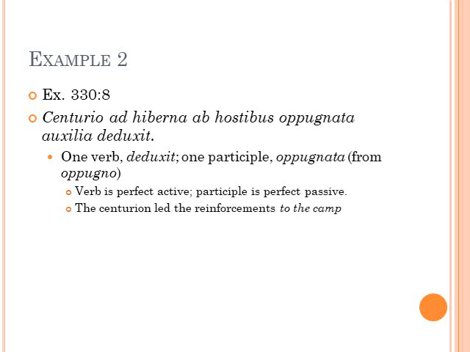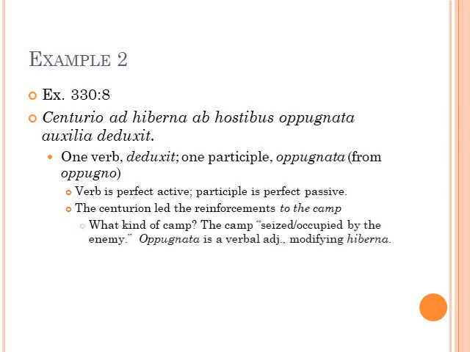The centurion led the reinforcements, auxilia, to the camp, ad hiberna. What kind of camp was it? The camp which had been occupied by the enemy. The camp occupied, perfect passive, occupied by the enemy, seized by the enemy. That's the camp that the centurion led the reinforcements to.